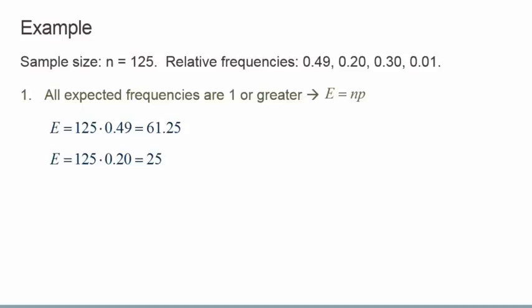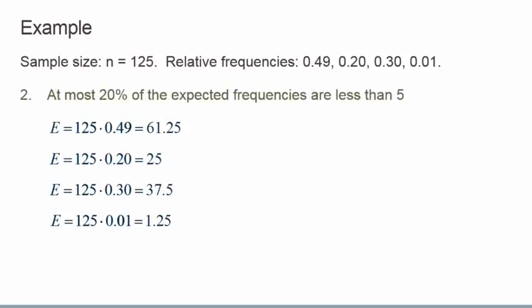Next, I'm going to use the relative frequency of 0.3. E equals 125 times 0.3, which is 37.5. This expected frequency is 1 or greater. Next, I'm going to use the relative frequency of 0.01. E equals 125 times 0.01, which is 1.25, which is also 1 or greater. Step 1 is yes. We can use the chi-square distribution.